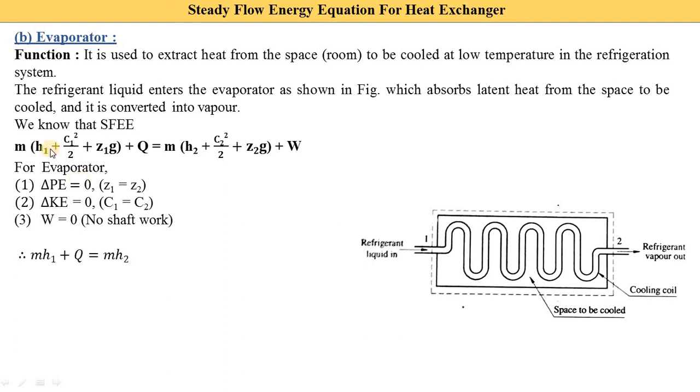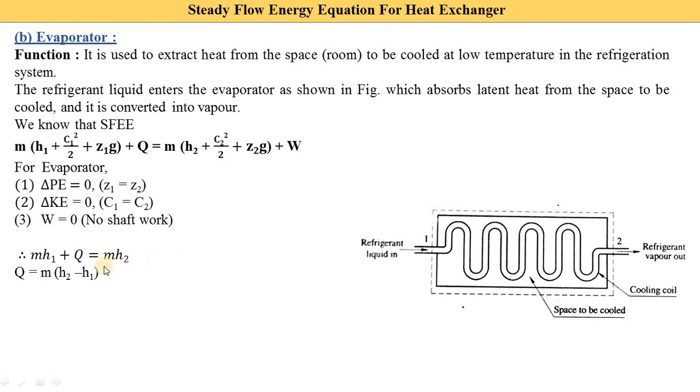Now we put these parameters in the steady flow energy equation. Since C1 and C2 are equal, that term is cancelled. Z1 and Z2 are equal, so that term is cancelled. So the only remaining terms are mH1 plus Q is equal to mH2 on the right side. The other parameters are 0. Now to find the amount of heat absorbed, we shift mH1 to the right side. Then the equation is Q is equal to mH2 minus mH1.